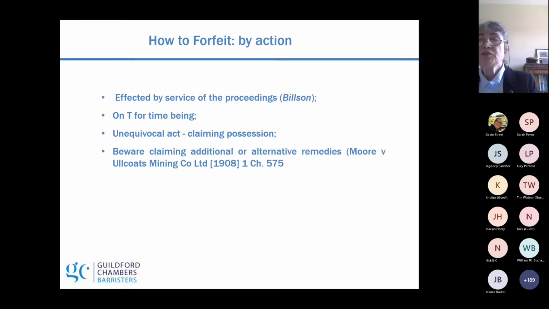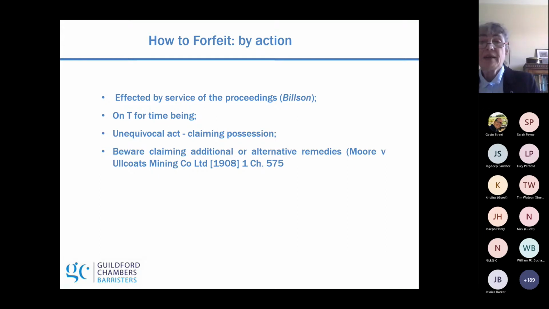The alternative is to forfeit by action. And this is effected by the service of the proceedings because that amounts to a notional re-entry. Service should be effected on the tenant for the time being. Therefore, if there has been an unlawful assignment, you must serve the proceedings on the unlawful assignee. But if there is an incomplete assignment which has not been registered, it is the assignor who is the tenant for the time being. An unequivocal act is again required, and of course seeking possession is unequivocal.